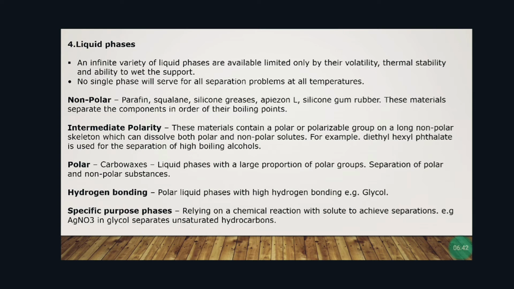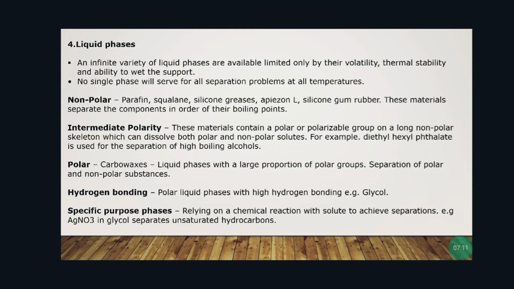Non-polar, in which paraffin, squalane, silicone greases, Epizone L, and silicone gum rubber separate the components in order of their boiling points. Second one is intermediate polarity. These materials contain a polar or polarizable group on a long non-polar skeleton which can dissolve both polar and non-polar solids. Example, diethyl hexyl phthalate is used for the separation of high boiling alcohols.